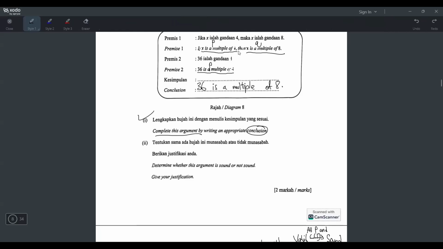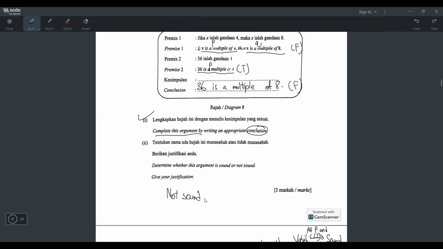Alright, so is this sound or not sound? Let's read. If x is a multiple of 4, then x is a multiple of 8. Okay, this is false already, right? This is false already. And then this one is true. 36 is a multiple of 4, yeah, this is true. 36 is a multiple of 8, this is false. 36 cannot be divided by 8, right? So automatically, I'll write not sound.